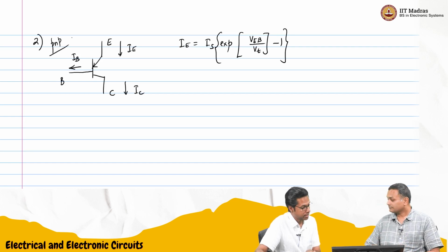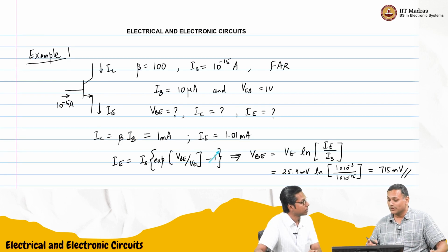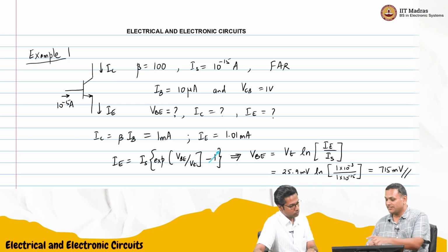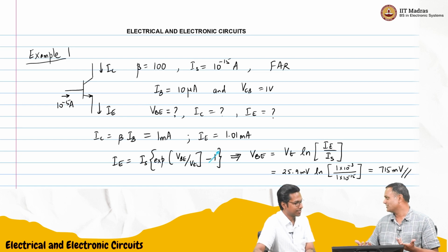By the way, I forgot to realize one thing. The students may be wondering why VCB is given. You need this to show that it is in the forward active region, because the collector-base junction needs to be reverse biased. That is why. But actually the question also says that it is in the forward active region, so it is just extra information. But if that was not mentioned, then we could find out from this voltage.